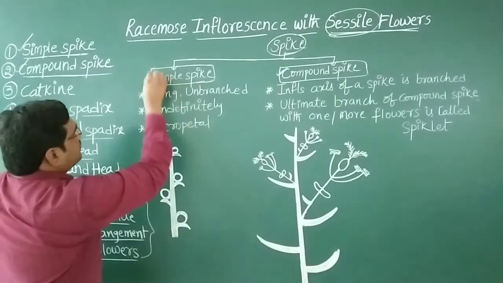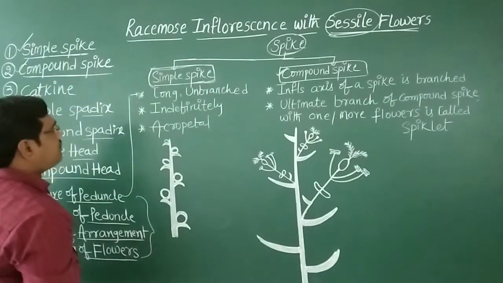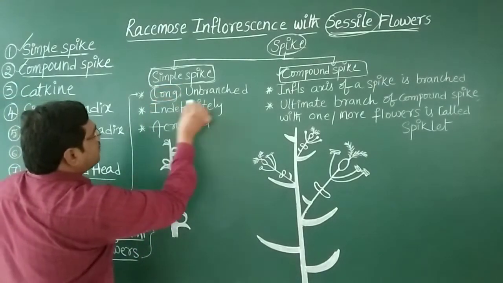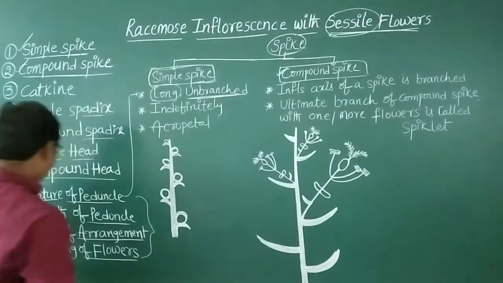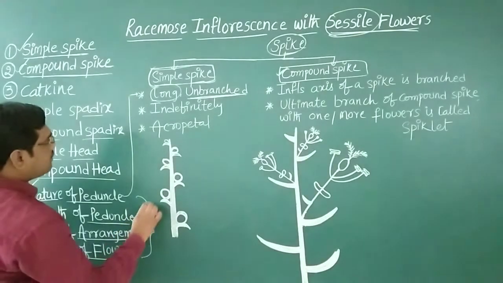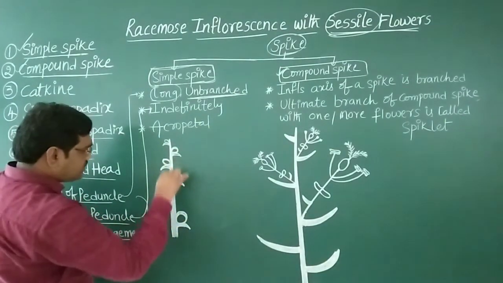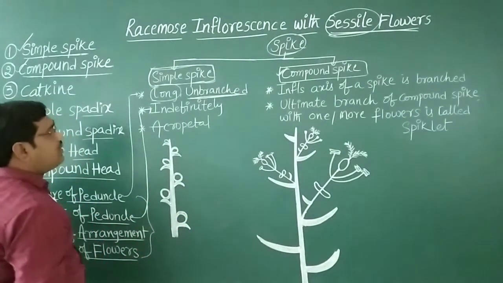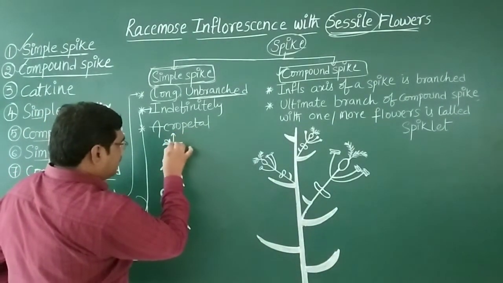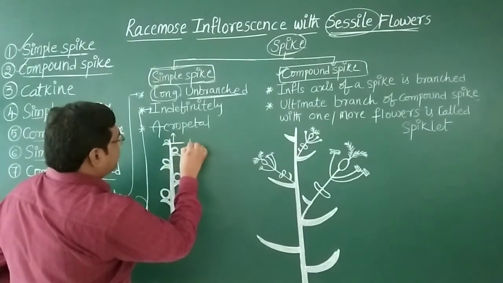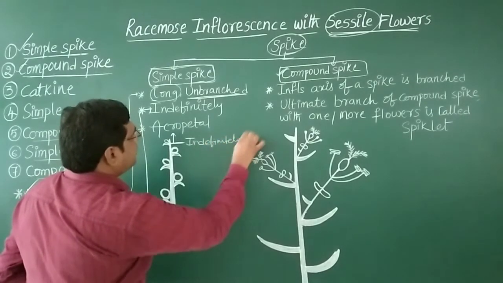In a simple spike, what is the nature of the peduncle? The peduncle is long and unbranched. And what is the growth of the peduncle? The growth of the peduncle is indefinite. This peduncle is long and unbranched. The peduncle can grow continuously. This is called indefinite growth of the peduncle.